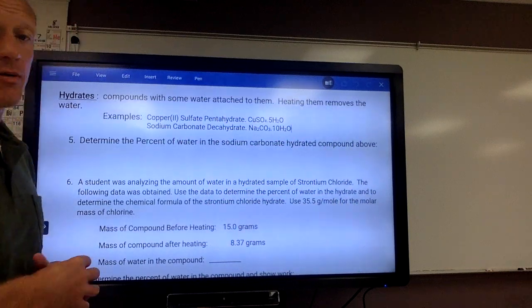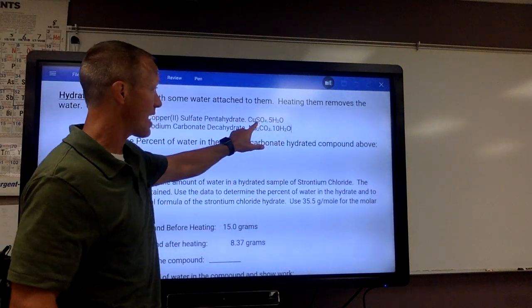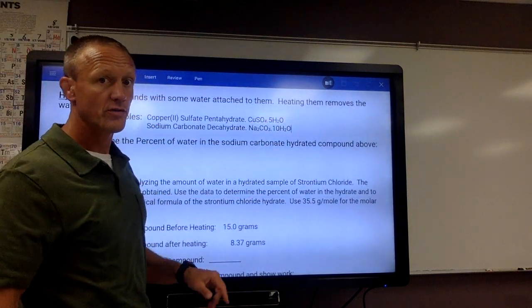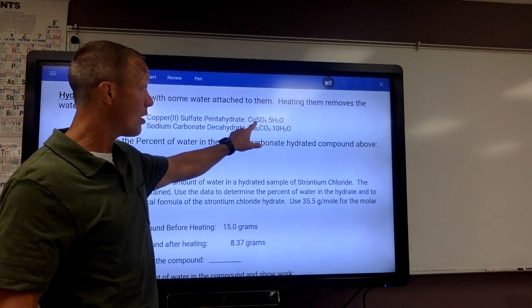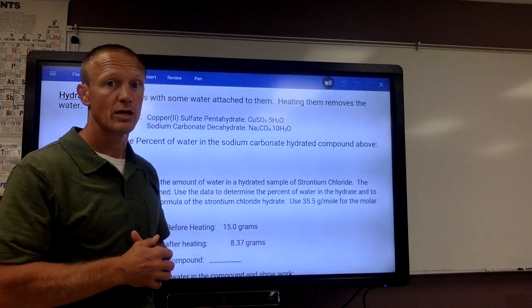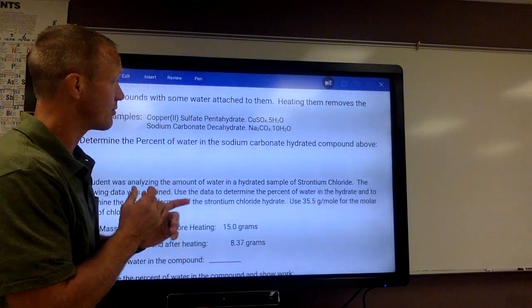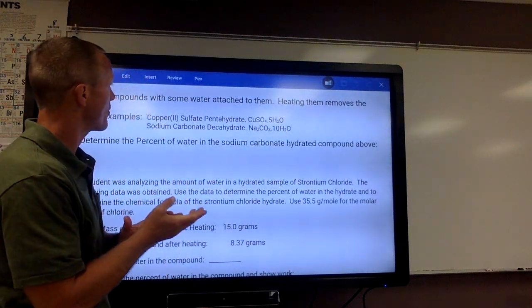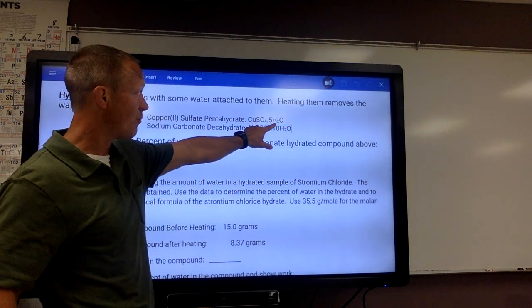A hydrated compound, most chemicals I have are hydrated, meaning there are some water molecules attached to the compound. So for example, copper sulfate pentahydrate means that for every mole of copper sulfate that I have in my container, there are 5 moles of water attached to it. Okay, it makes it a little bit more stable, longer shelf life sometimes, or just different reasons for that happening. So again, it's a 1 mole to 5 mole ratio.